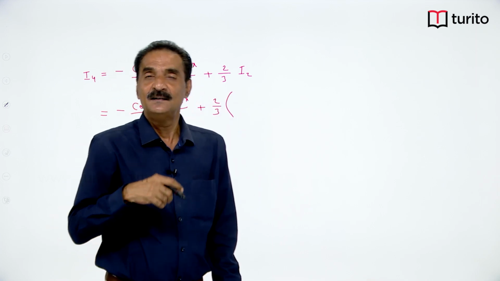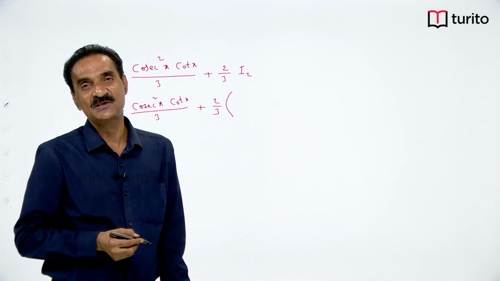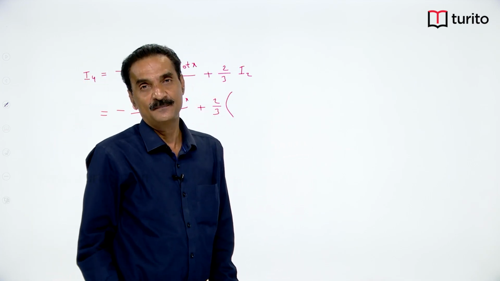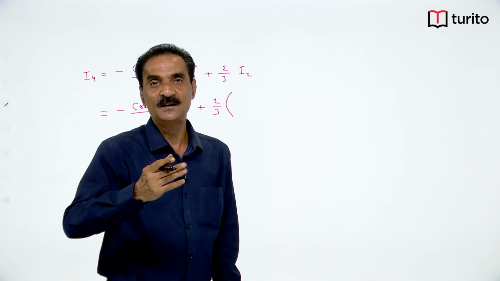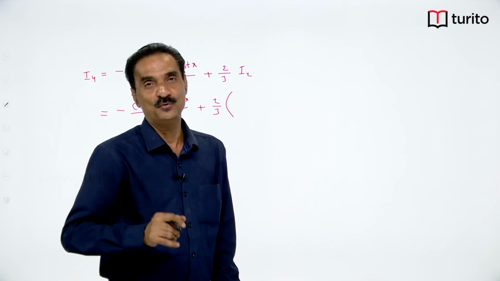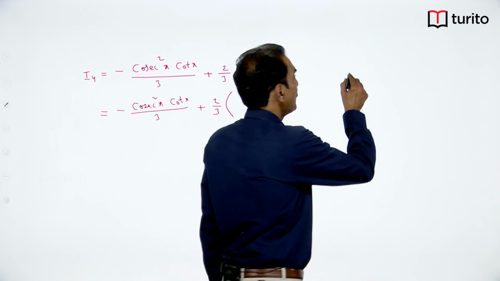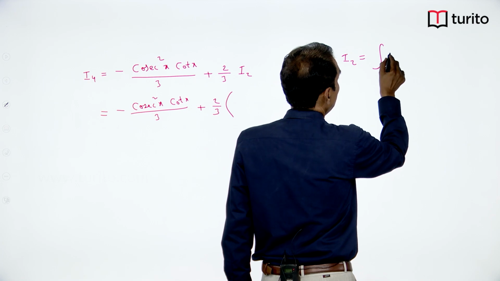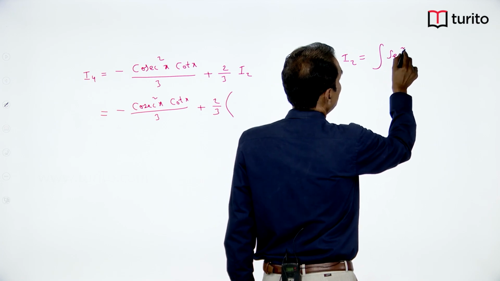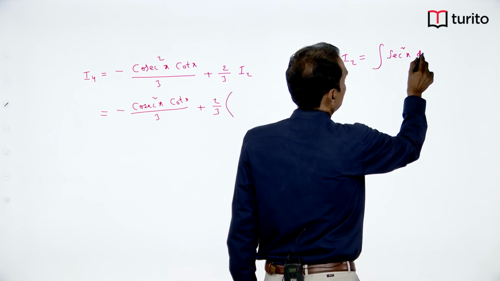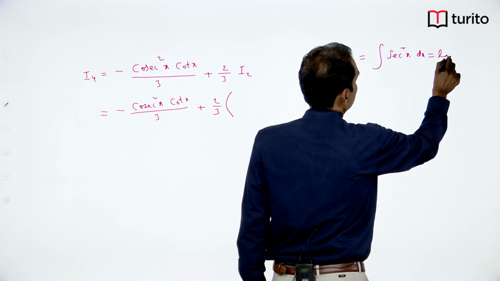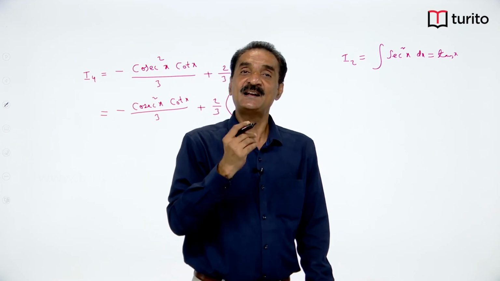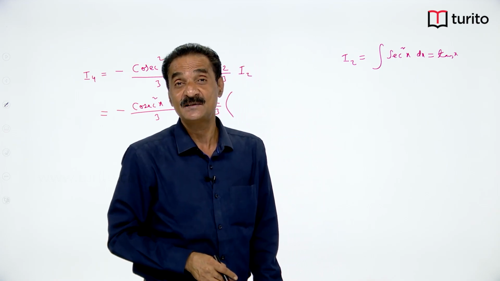Actually, in case of secant square x and cosecant square x, no need to go till I naught. Before I naught, if n is even, you will get I2. When you get I2, in case of secant, it will be integral secant square x. It is tan x. So you will stop the procedure at I2 when n is even.